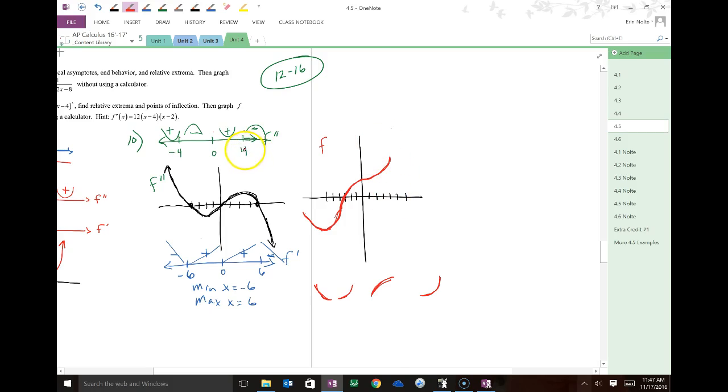And then from 4 to 6, I have a sad face with a positive slope. So we're doing this one now. Remember that I have a max at 6, so it's going to kind of curl up. And since I have a max, it's going to go back down.